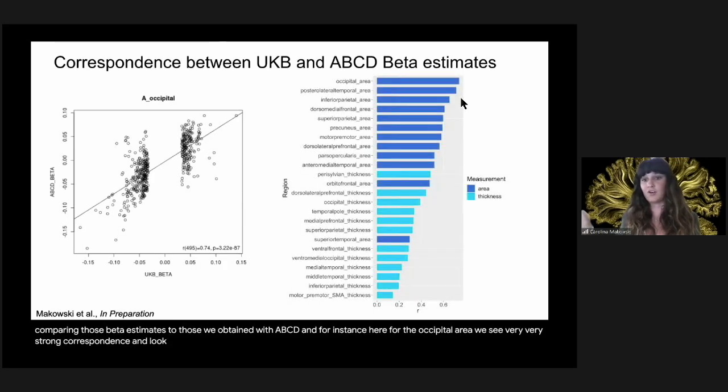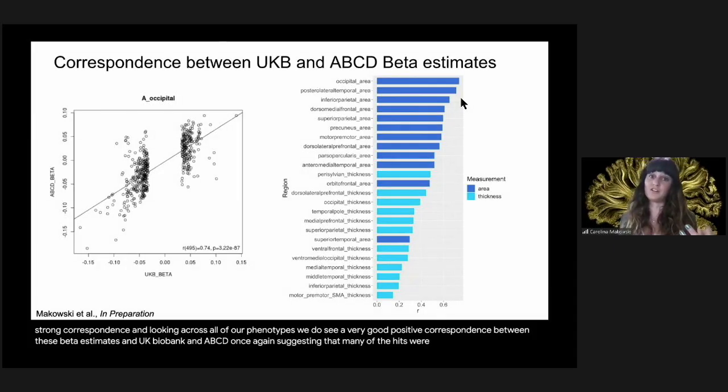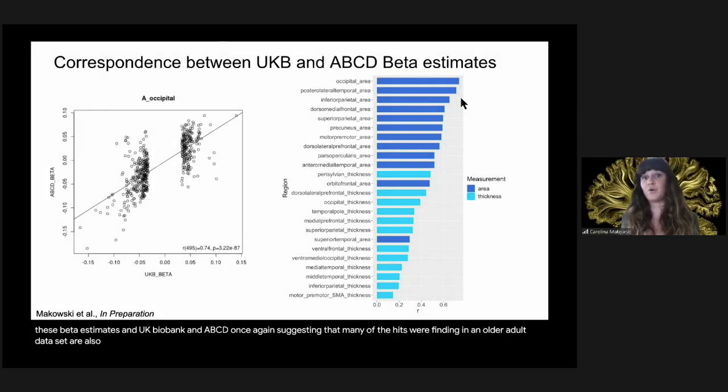And looking across all of our phenotypes, we do see very good positive correspondence between these beta estimates in UK Biobank and ABCD, once again suggesting that many of the hits we're finding in an older adult data set are also holding true in a neurodevelopmental setting. So these are just the Pearson R correlations you see on the right.